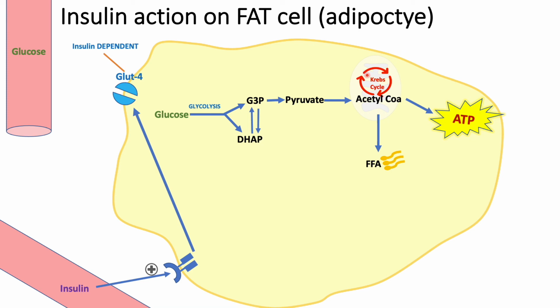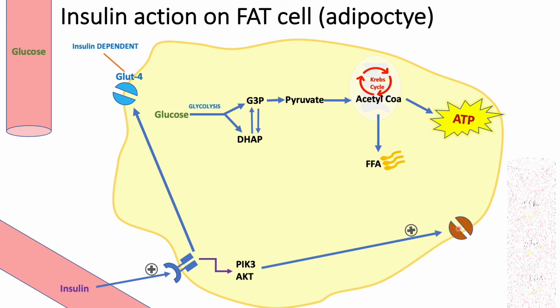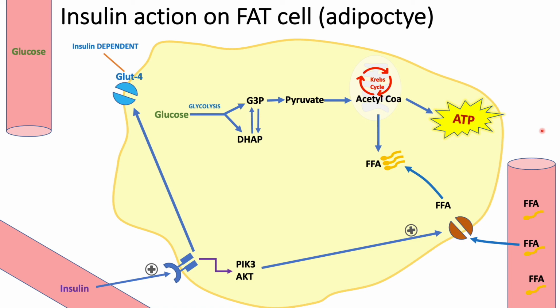Now, let's go back to the insulin receptor. So again, when insulin binds, there is a cascade of events, and we also have secondary messengers. So again, PI3K and the AKT, protein kinase B, also it's called, and this is going to have an impact on another set of channels, and these are the fatty acid channels. So this is going to allow fatty acids. Again, this is from the food that we eat. So if we eat a fatty meal, there will be fatty acids in the blood, and this will allow the fatty acids to enter the cell. And now we have more fatty acids here.